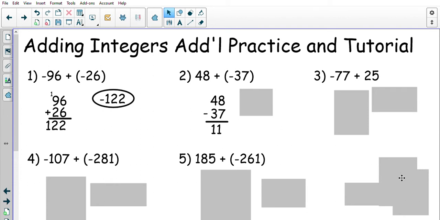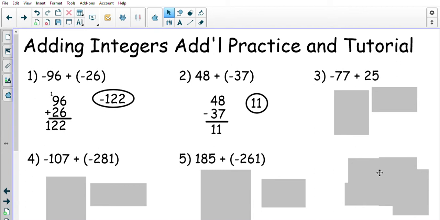The last thing we need to do is think about whether our answer is positive or negative, and we look at each number's absolute value. 48 has a bigger absolute value than negative 37. 48 is positive, that means my answer is going to be positive. We can also think back to that number line. Keep in mind, we're going to go to the right 48 for positive 48, and from there, we're going to go to the left 37. We're still in positive territory, so our answer is going to be positive.